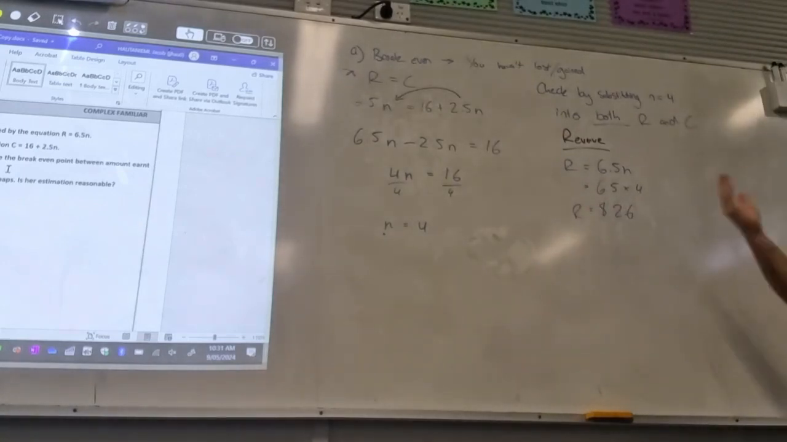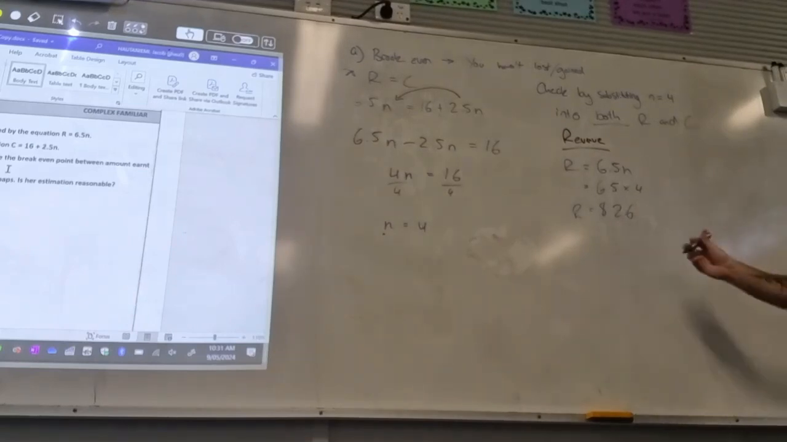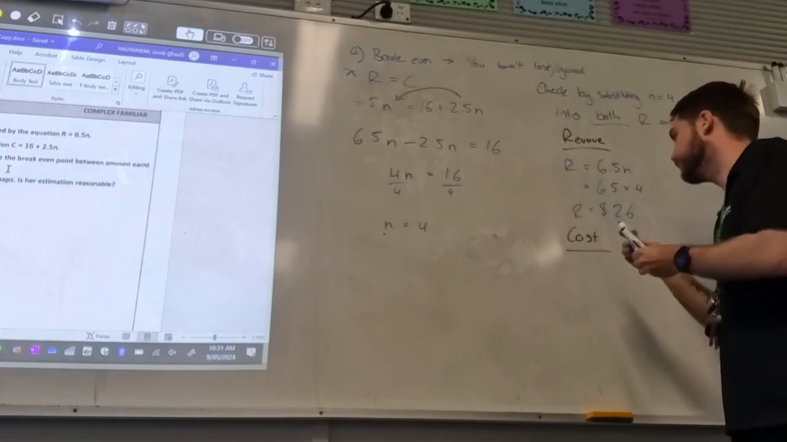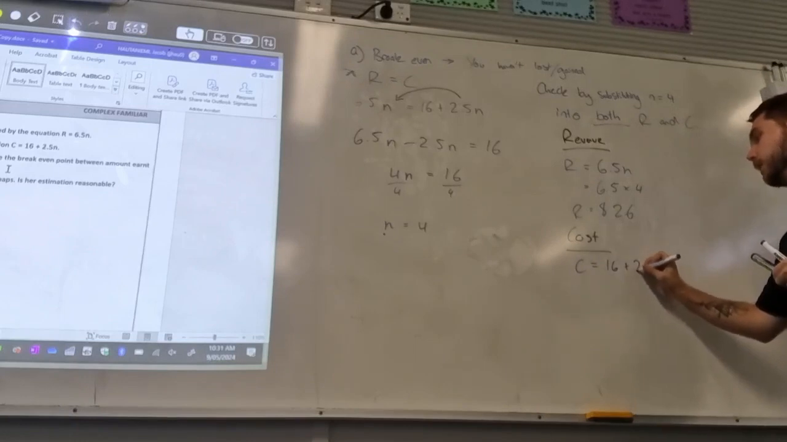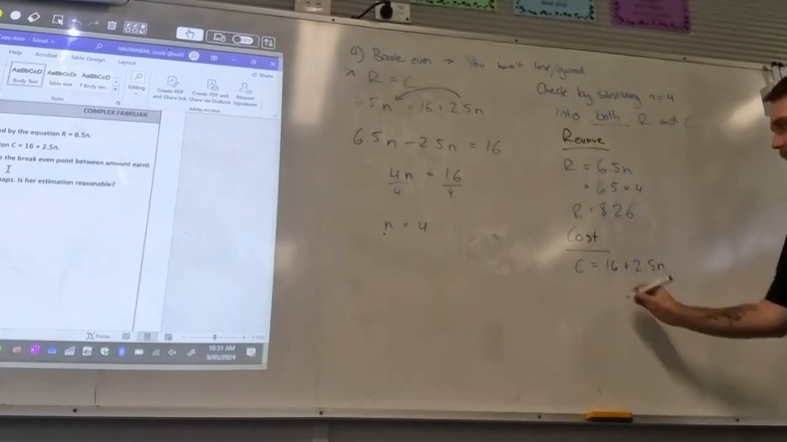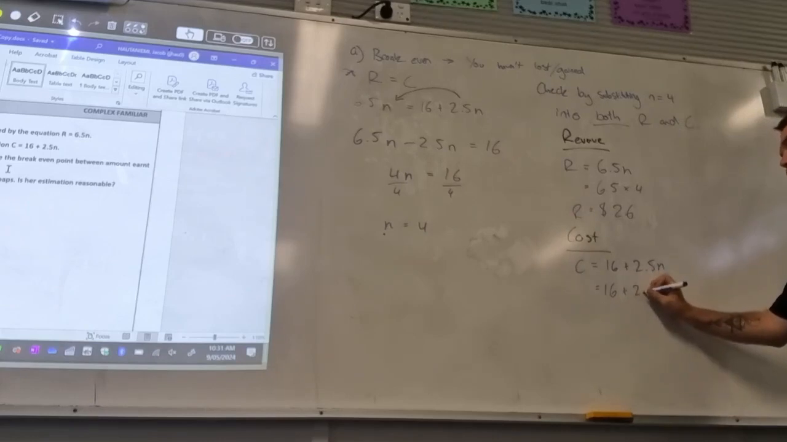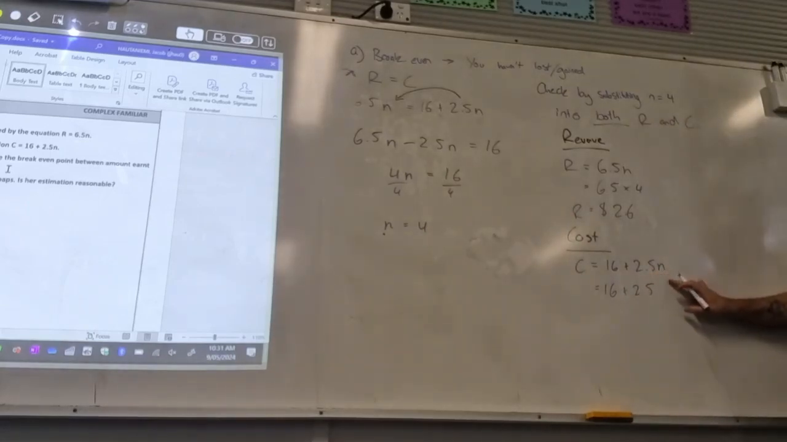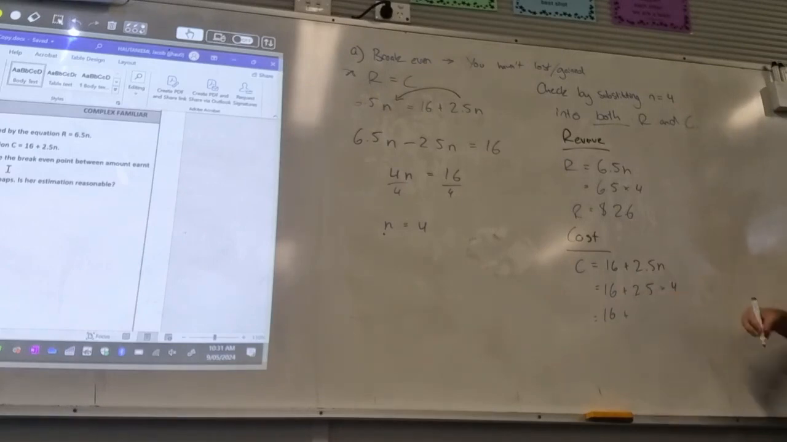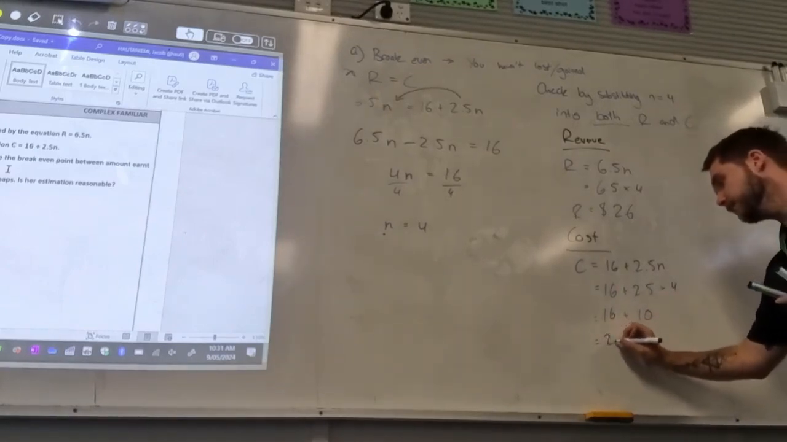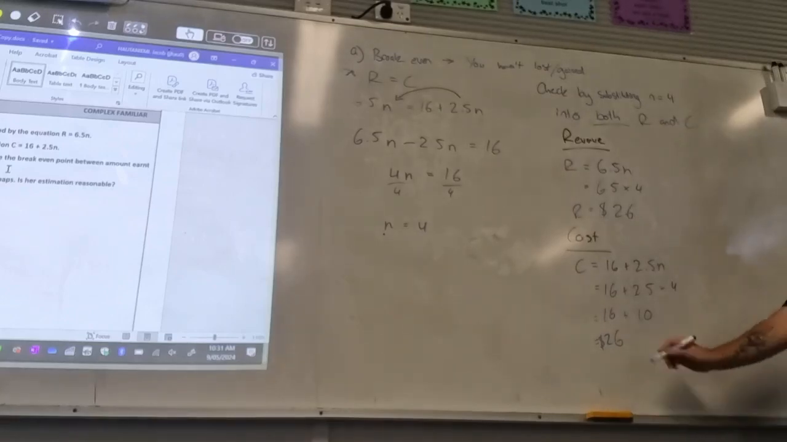We've checked that. The cost should be the exact same. If it's not, you haven't broken even. So let's check the cost now. I'm going to write the cost equation out. It's equal to 16 plus 2.5n. Again, you guys will have something different. I'm substituting in, instead of saying 2.5n, I'm going to say 2.5 times 4. That's equal to 16 plus 10. Again, you'll have a calculator. 16 plus 10 is 26. Have we broken even? Yeah.